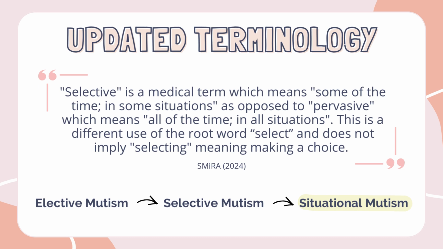Before the term selective was used, the label of elective mutism was used in previous DSM publications, which, as you can imagine, came along with similar misinterpretations of the disorder's origins. So moving forward, we are going to be using the term situational mutism, or again, SM for short, because this most accurately describes this disorder.